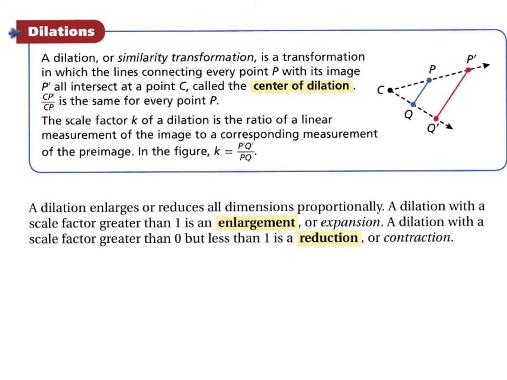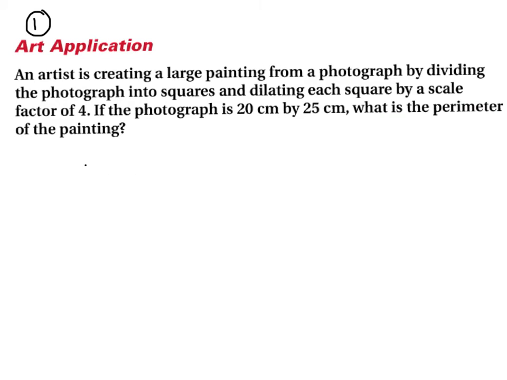A dilation with a scale factor greater than 1 is an enlargement. It says this is a vocab word. You don't need to know that. You know that an enlargement means it gets bigger. A dilation with a scale factor of between 0 and 1 is a reduction. Obviously, if you multiply it by a number that's greater than 1, it's going to get bigger. Less than 1, but greater than 0, is going to get smaller. In the first example, which you do not need to write down, this is on page 873.